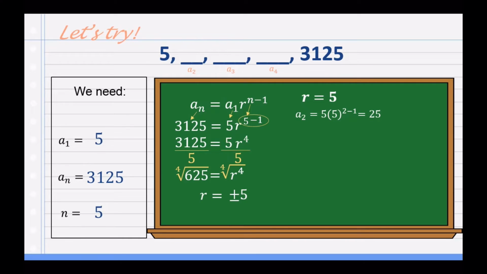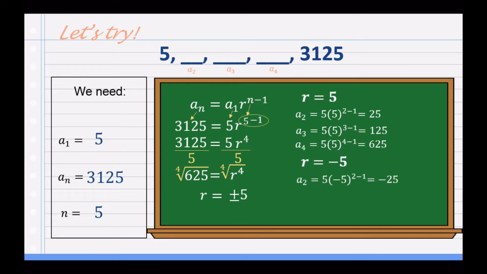So to find a sub 3 and a sub 4, we'll just have to repeat the process in a sub n. But we have to replace the value of n depending on what term we are trying to find. So with that, our a sub 3 or third term will be 125. Then a sub 4 or fourth term will be 625. So if the common ratio is equal to positive 5, our sequence will be 5, 25, 125, 625, and 3,125.